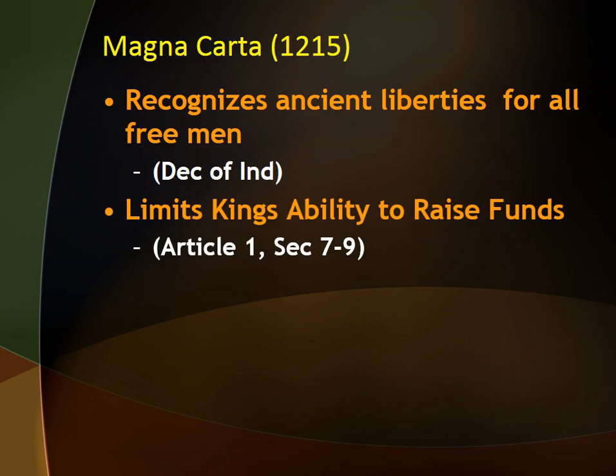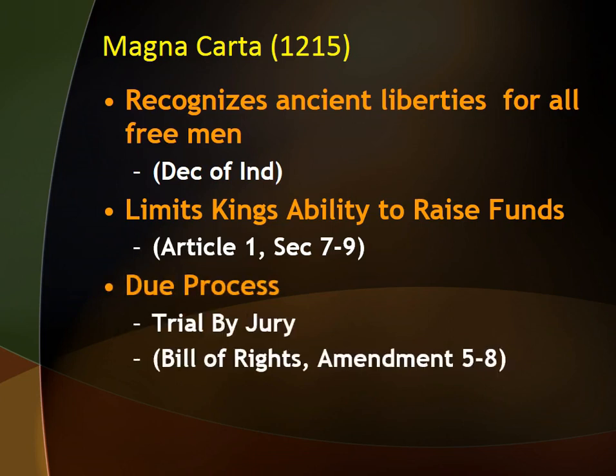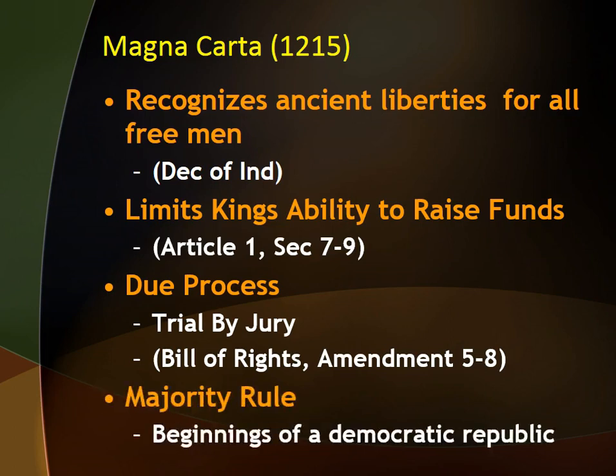What does this mean? It means that the king can't just raise taxes whenever he wants to. He needs to get permission in order to do that. It protects due process of law. It says before the people go on trial, before people go to jail, they have to have a trial by jury. They have to have some rights that are protected, and we can find these in the American Bill of Rights, the 5th through 8th Amendment.